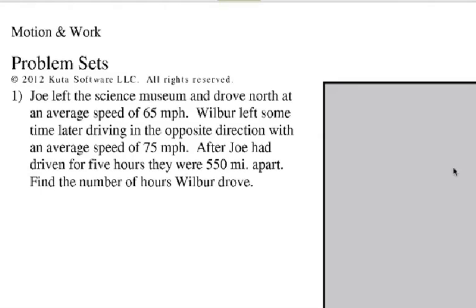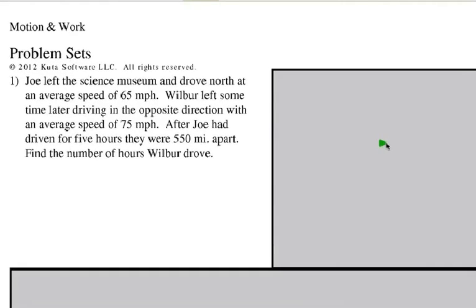One of the most important keys for these kinds of word problems is to draw the proper diagram. So I'm going to draw an arrow going north and represent that for Joe. Joe left the Science Museum and drove north at an average speed of 65 miles per hour. Wilbur left sometime later driving in the opposite direction, average speed of 75 miles per hour. So this is Wilbur, and he drove a little faster. Maybe he went farther, but we don't know how long yet. Now let's label our arrows. This is going to represent Joe, and this is going to represent Wilbur.